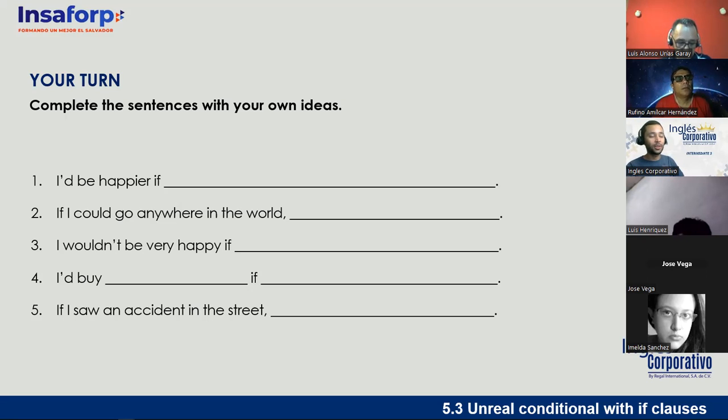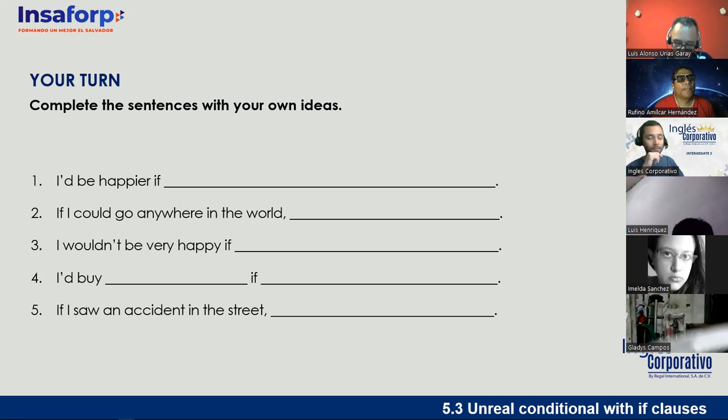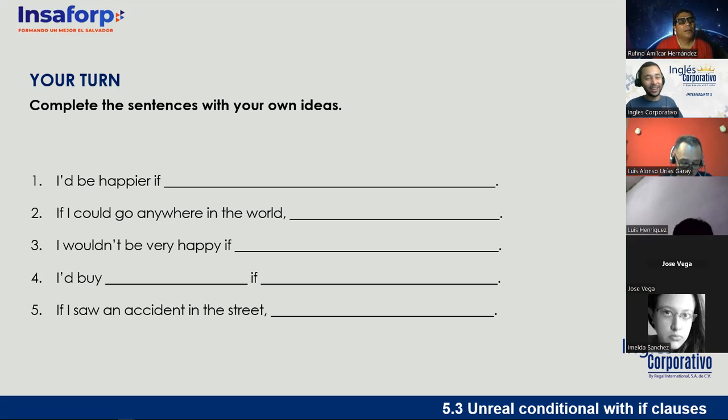Now, Luis Alonso, and then Amilcar. I'll buy a pickup if I have more income from milk production. Okay. I'll buy a pickup if I have more income from the milk production. Great. You are very business oriented. Everything you do has to do with the business. Great, thank you, Luis. Amilcar.